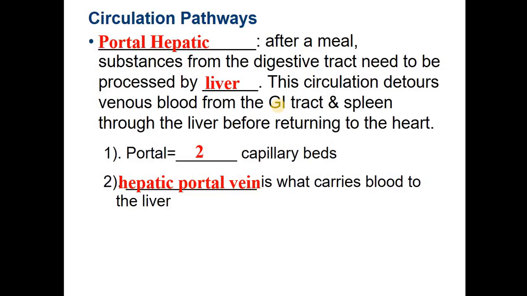Your hepatic portal vein is what carries the blood to the liver. So that blood is oxygen poor, but it is nutrient rich. Remember that it's just been absorbed in the small intestine, so it has a lot of nutrients. It may have some toxins, which is why it's going to the liver to be processed and detoxified, but it is oxygen poor at that time.